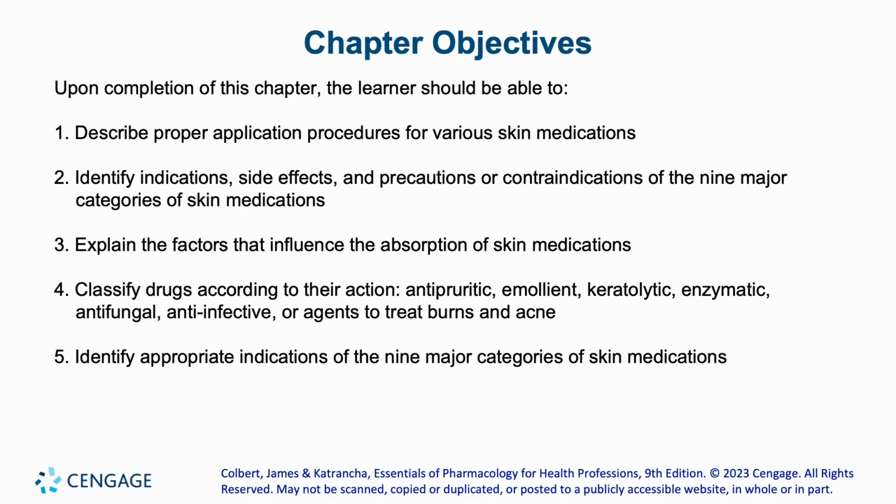Chapter Objectives. Upon completion of this chapter, the learner should be able to describe proper application procedures for various skin medications, identify indications, side effects, and precautions or contraindications of the 9 major categories of skin medications, explain the factors that influence the absorption of skin medications, classify drugs according to their action, antipruritic, emollient, keratolytic, enzymatic, antifungal, anti-infective, or agents to treat burns and acne, identify appropriate indications of the 9 major categories of skin medications.